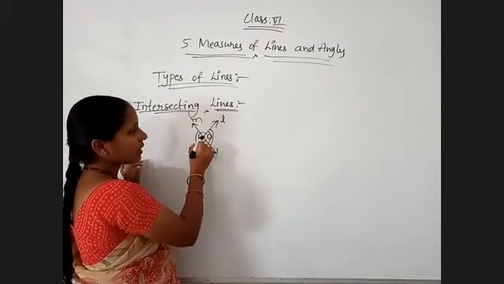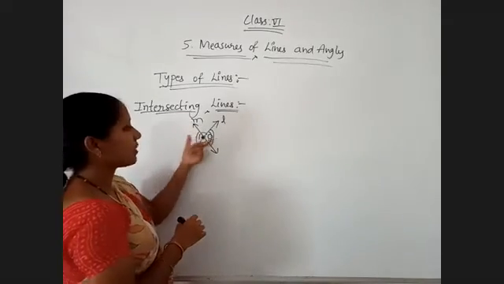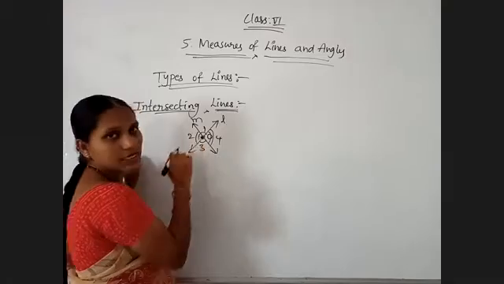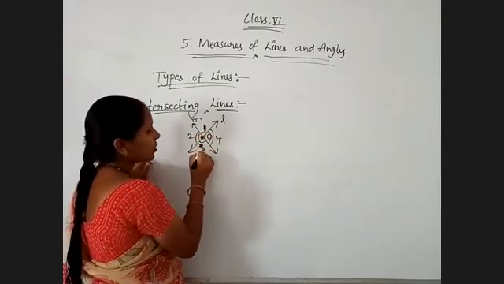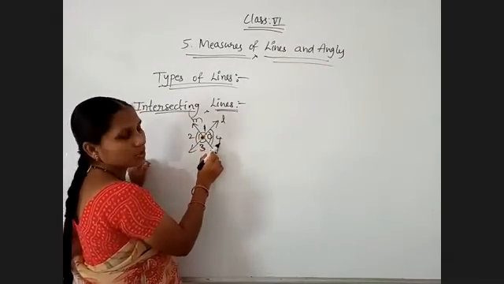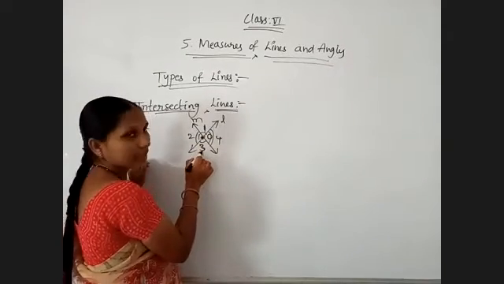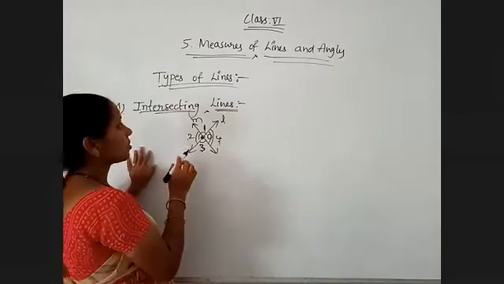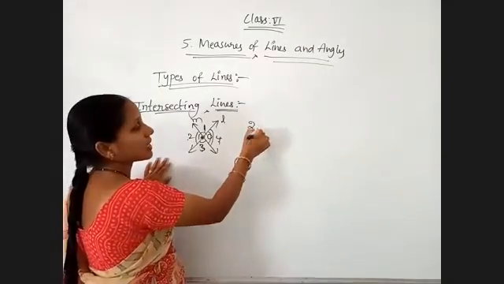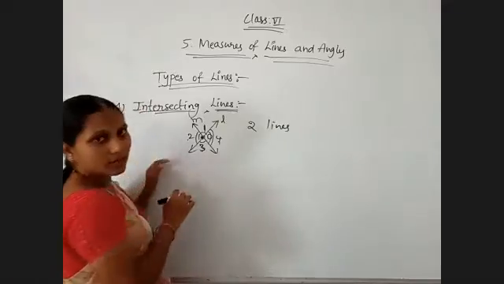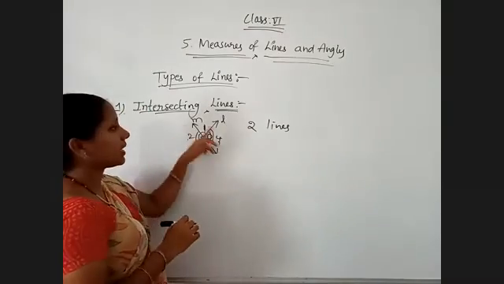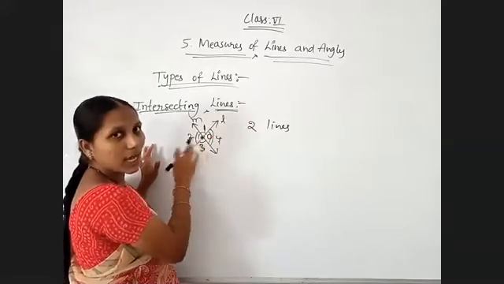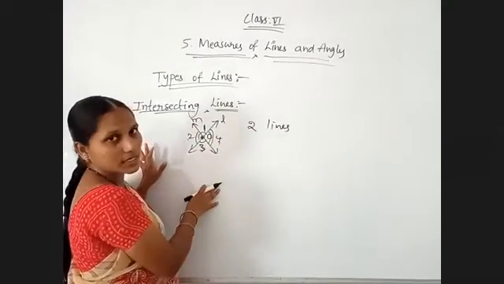And here, in case of intersecting lines, there are two pairs of vertically opposite angles: 1, 2, 3, 4. Here, 4 angles are formed. Angle 1 is opposite to angle 3, and angle 2 is opposite to angle 4. Angle 1 is equal to angle 3 because they are vertically opposite angles, and angle 2 is equal to angle 4. Okay? So intersecting lines are nothing but two lines meeting at one point, only two lines. Then they are said to be intersecting lines. And in case of intersecting lines we get vertically opposite angles. Always, vertically opposite angles are equal.